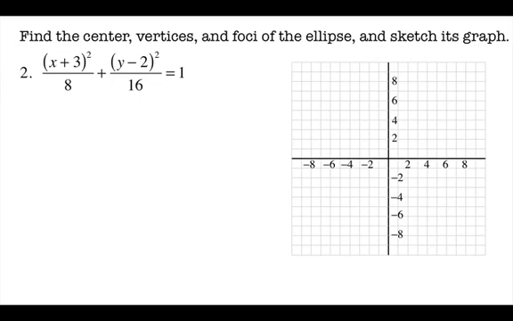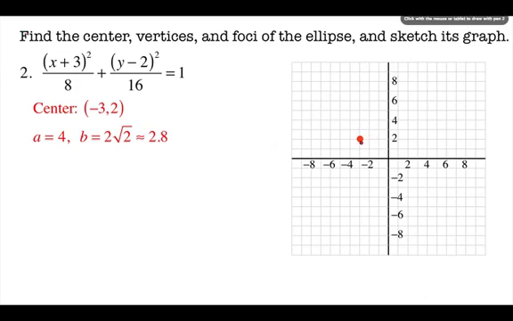Here's number 2, same directions. So let's go ahead and first find the center, which is right there, (-3, 2). I go ahead and graph it. Then at this point, I'm actually going to use the a and the b to find the vertices and co-vertices. Notice that the a is 4 and the b is about 2.8, and the major axis is vertical. So from this point, I'm going to travel 4 units up, 4 units down, 2.8 to the right, 2.8 to the left, and that's why I end up with those points.